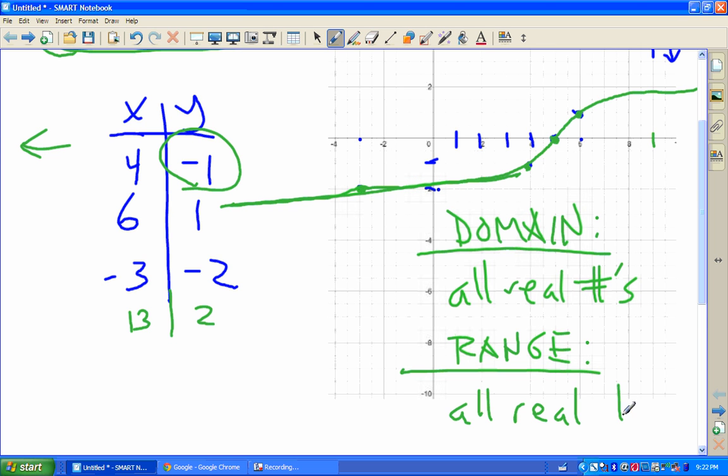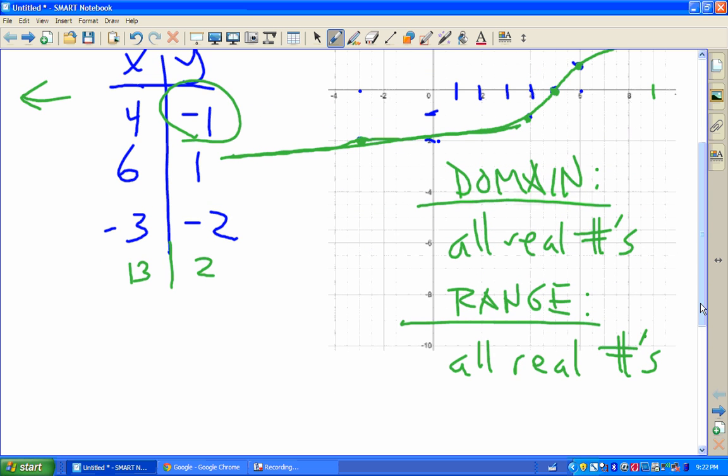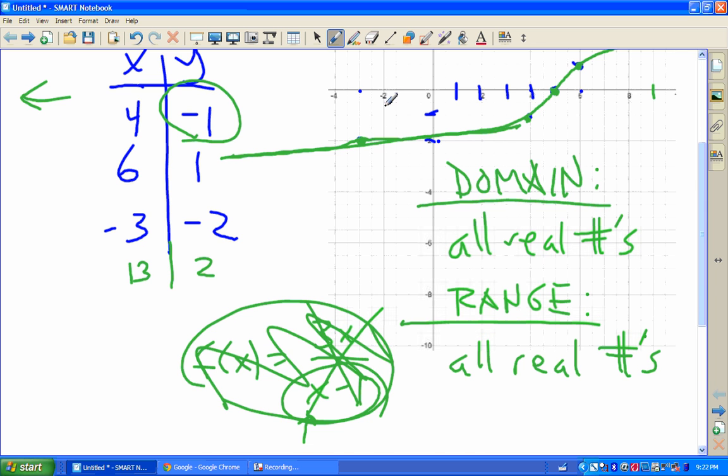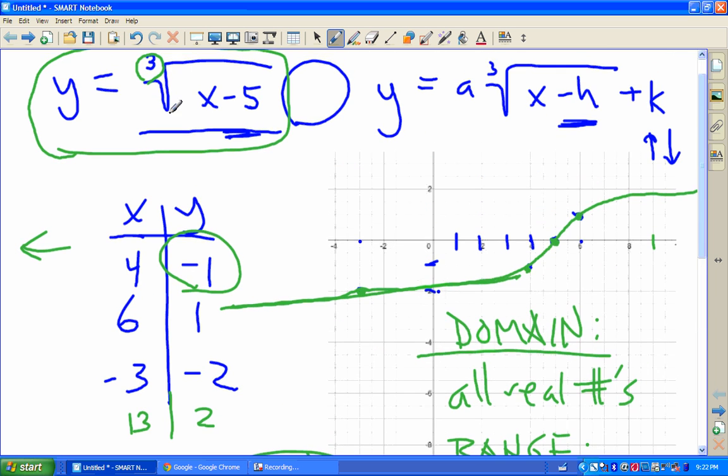It's with the even roots, or where you're going to get, say, an x in the bottom, where you have a problem. Like if this is 3x over x minus 1. When x is 1, you get a denominator of 0. That's undefined, so you couldn't have a 1 as part of your domain here. Don't worry about this for my function here. This one is all real numbers are eligible to be x.